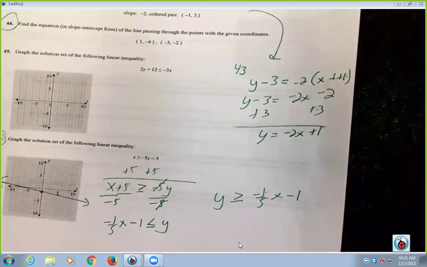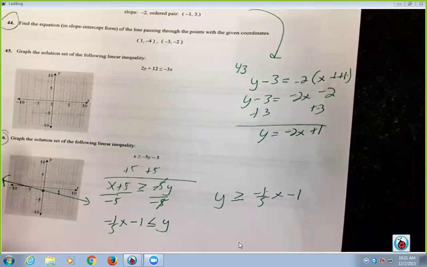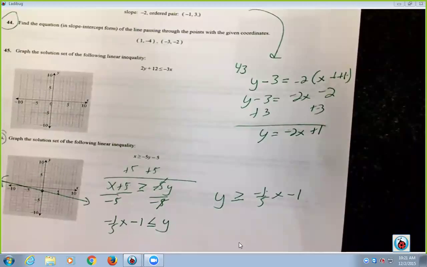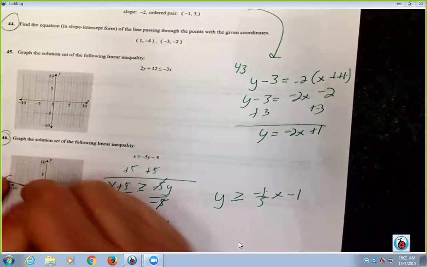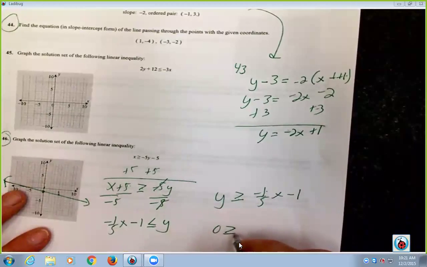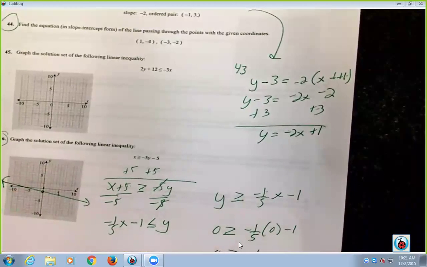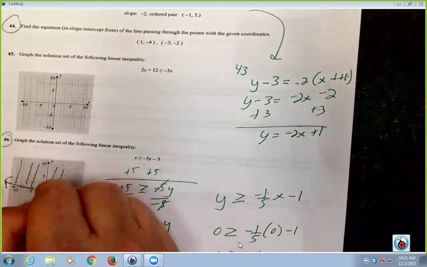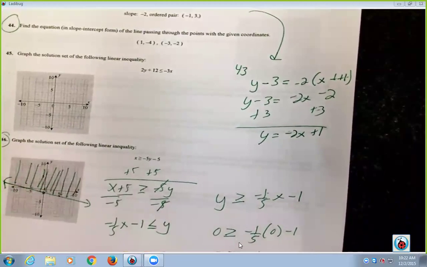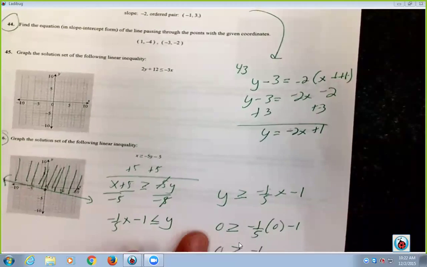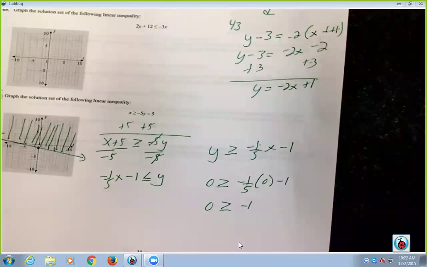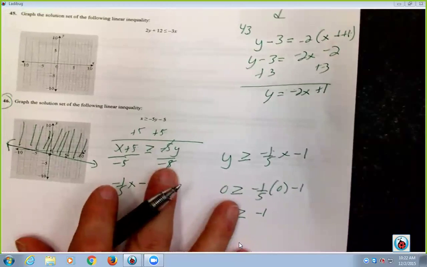And then I got to decide what side shaded. So do I shade below the line or above the line? Use test point, 0, 0. 0 is greater than or equal to a negative 1/5 times 0 minus 1. So is 0 greater than a negative 1? Yes or no? Yes. So I'm going to shade above the line or where 0, 0 is at. So that side gets shaded. Okay? What do you think? Think you can do 45 on your own now?